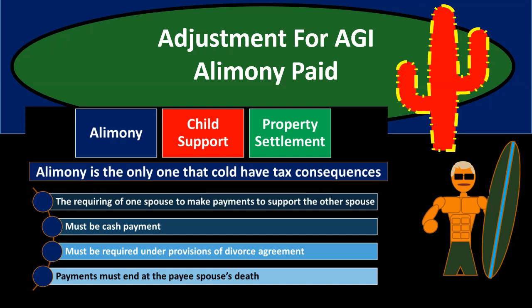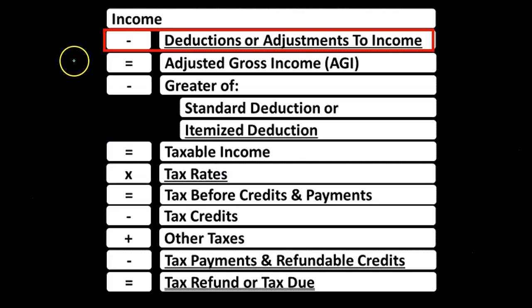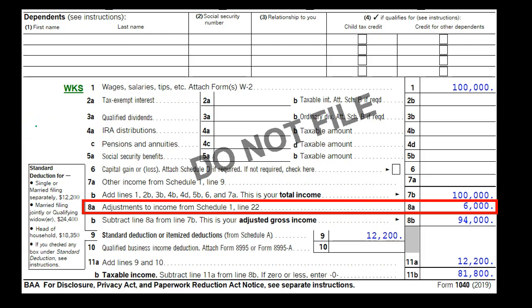In this presentation, we will take a look at the possible adjustment for AGI, adjusted gross income, related to alimony paid. We are concentrating for the tax equation on the second line, the deductions for adjustments to income, or the above-the-line deductions, or the Schedule 1 deductions, as compared and contrasted to the standard and itemized deductions, which would be down below. Where is that going to be on the tax return?